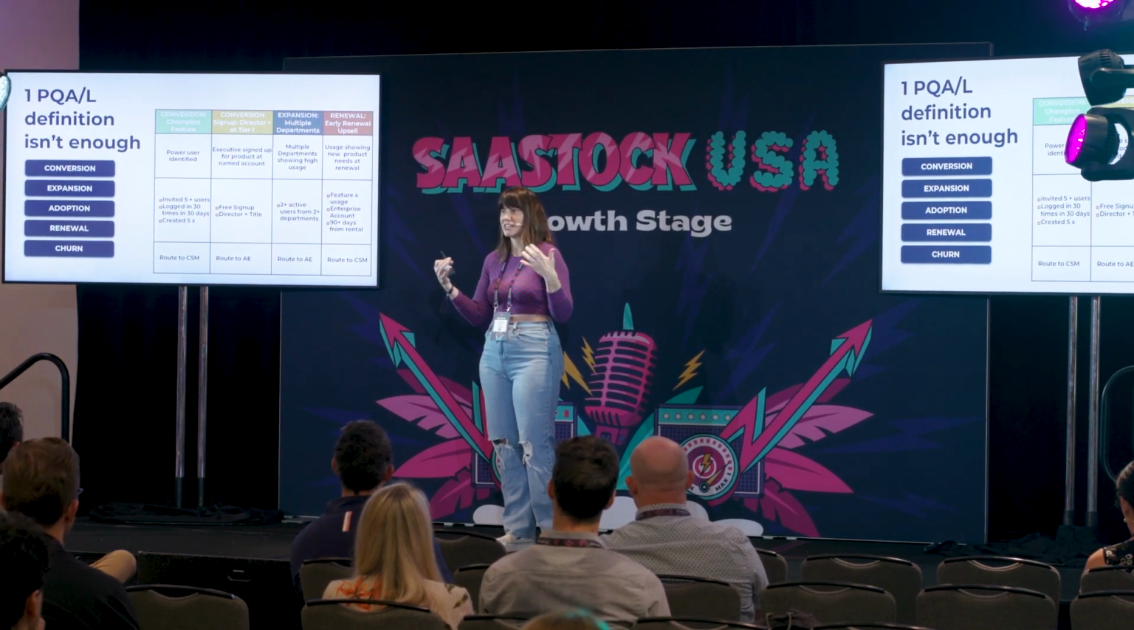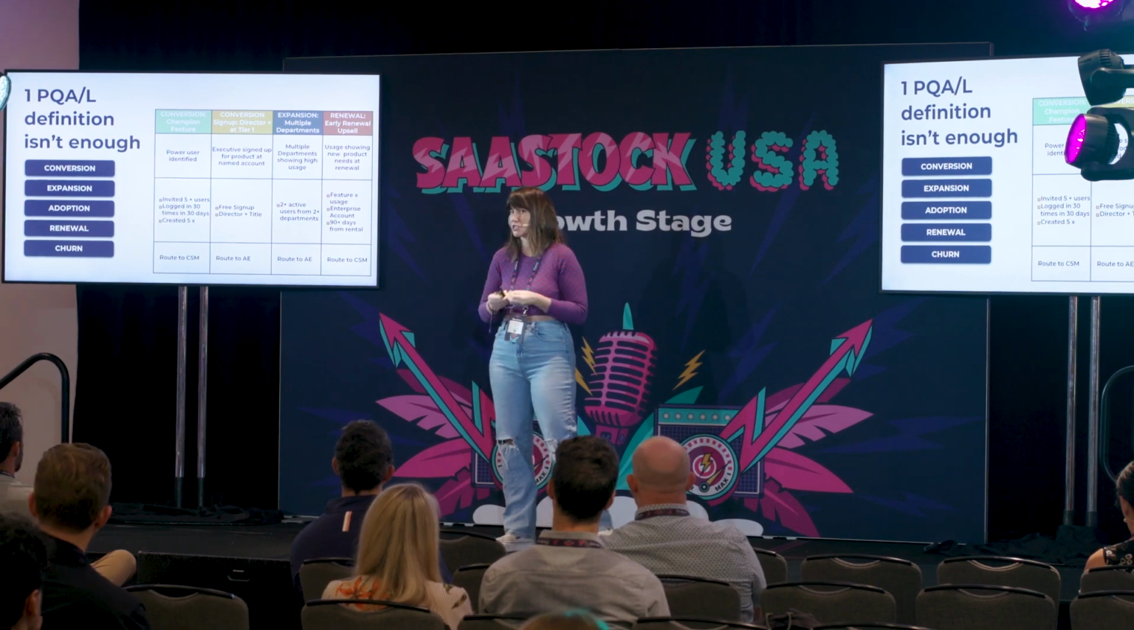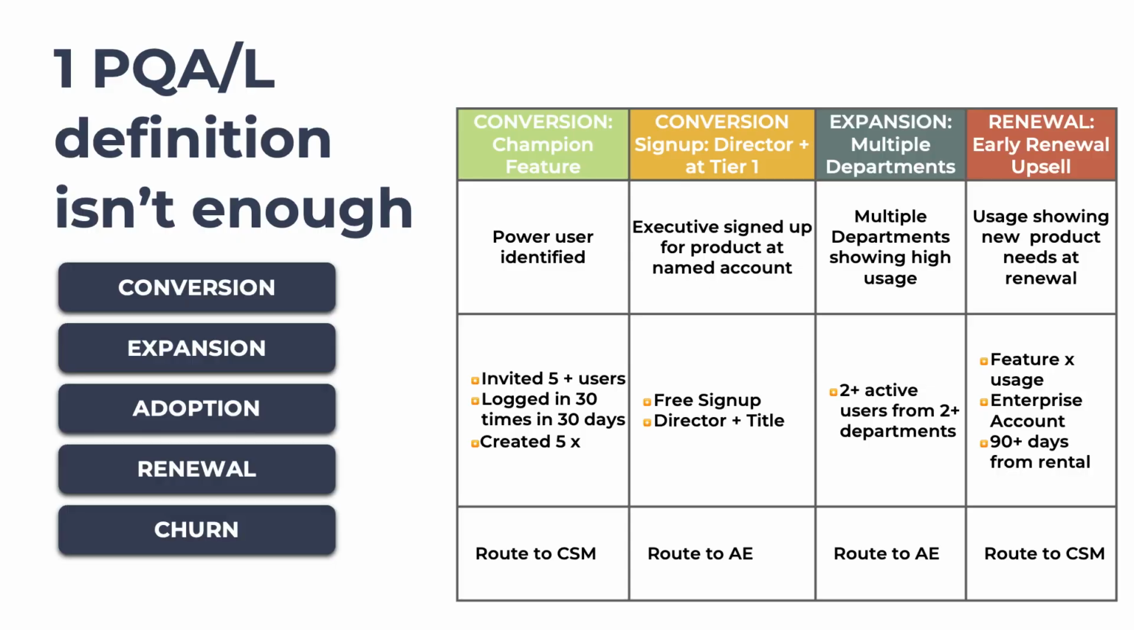Use those champions to have that conversation, to find the buying group, which is probably not those 2 users, and get them to buy. Because PLG is not going to do that for you. We need to up-level it.